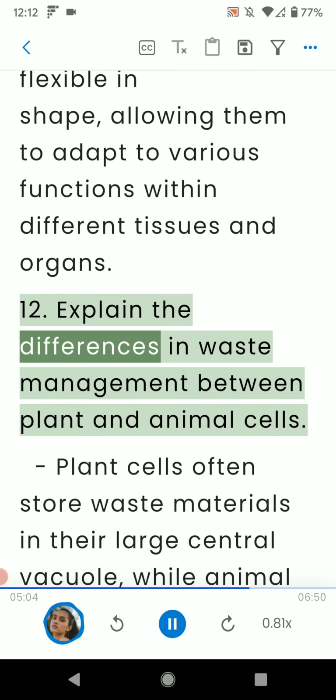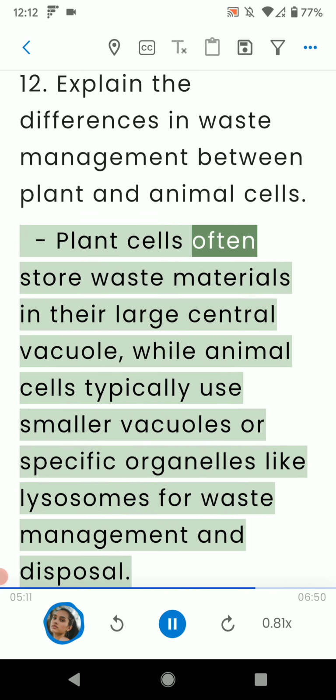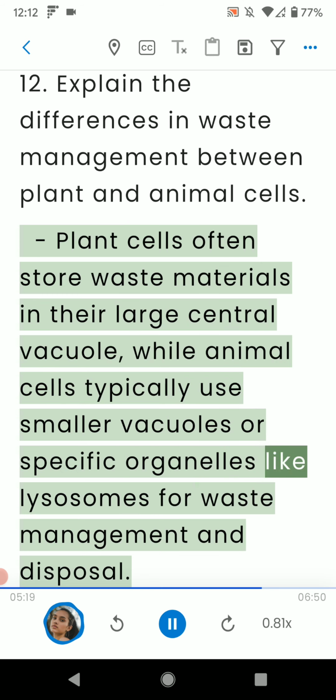12. Explain the differences in waste management between plant and animal cells. Plant cells often store waste materials in their large central vacuole, while animal cells typically use smaller vacuoles or specific organelles like lysosomes for waste management and disposal.